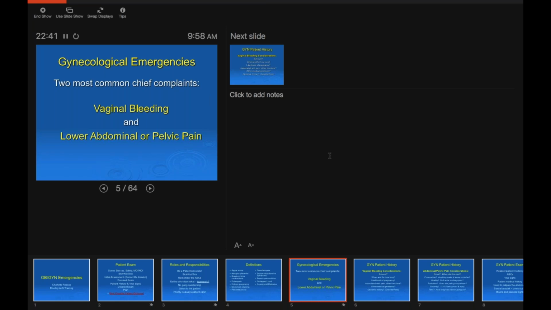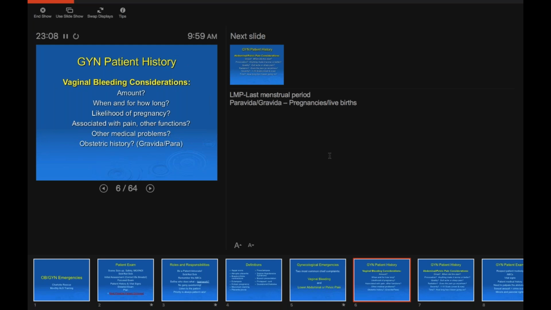Let's talk about gynecological emergencies. Two of the most common chief complaints are vaginal bleeding, and the second one is lower abdominal pain or pelvic pain. This is where things start becoming more important for us to pay attention to. It's also very common in sexually active women, seeing that pelvic pain. We'll talk about PID in a little bit.